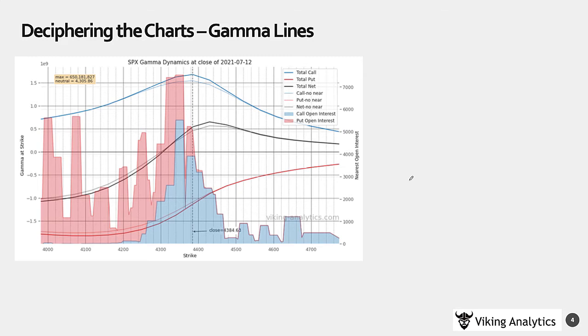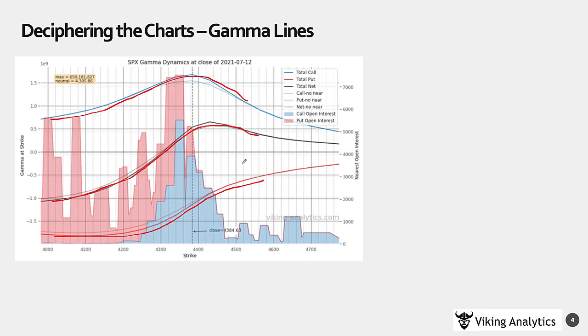There's a lot to decipher in our gamma dynamics charts, so this is a quick overview. The blue line at the top is the total call gamma in aggregate across the strikes. The lower red line is the total put gamma, and the line in the middle, the black line, is the total net gamma. This is call gamma minus put gamma.